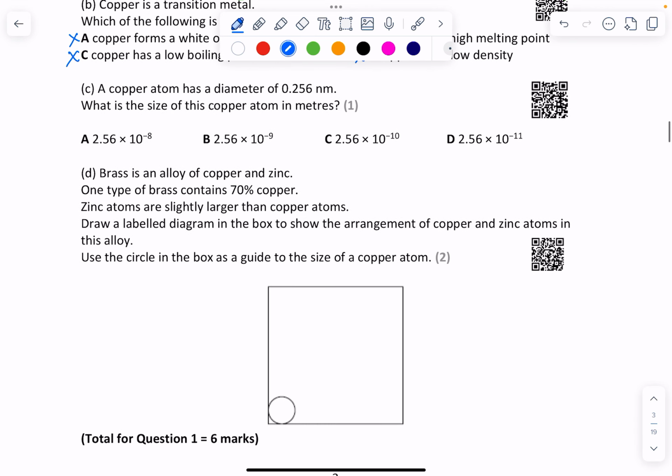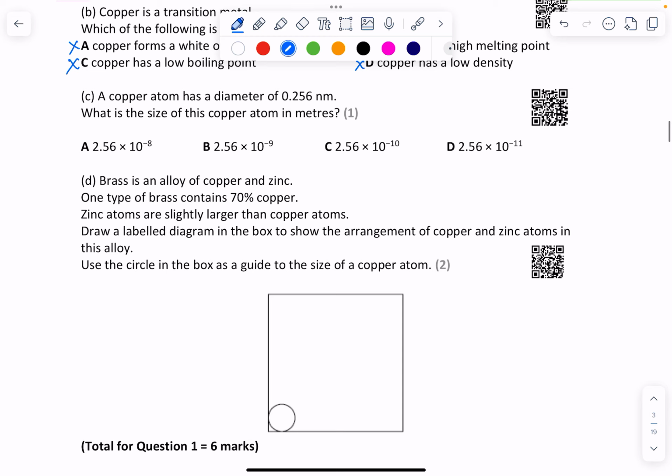Okay, the next one. Copper's got this diameter. This is nanometers, and nanometers means times 10 to the minus 9 meters. If we know that knowledge, then what they've done here is put these into standard form, so the decimal point is coming after the 2. So they've already moved it 1 place that way, and then you've got to move it 9 more. So that's going to be times 10 to the power of minus 10. So that's option C as the right answer.